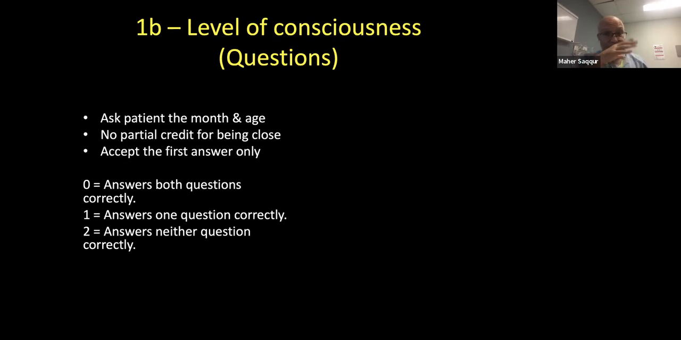If he cannot answer either question, you give them 0. If they can answer 1, you give them 1. If they answer both, you give them 2. So I'm sorry, if he answers both questions correctly, you give them 0. If he answers 1 correctly, you give them 1. If he cannot answer both, or gives wrong answers for the month we are in or how old he is, then you give him 2. So it will be 0, 1, or 2. So this is the second part of level of consciousness.